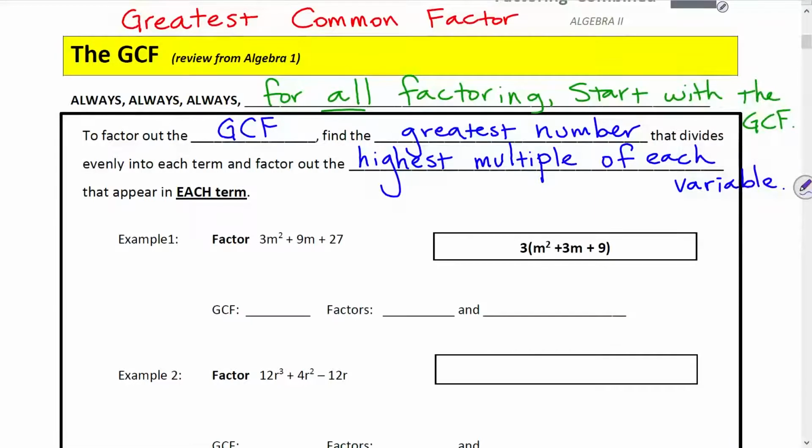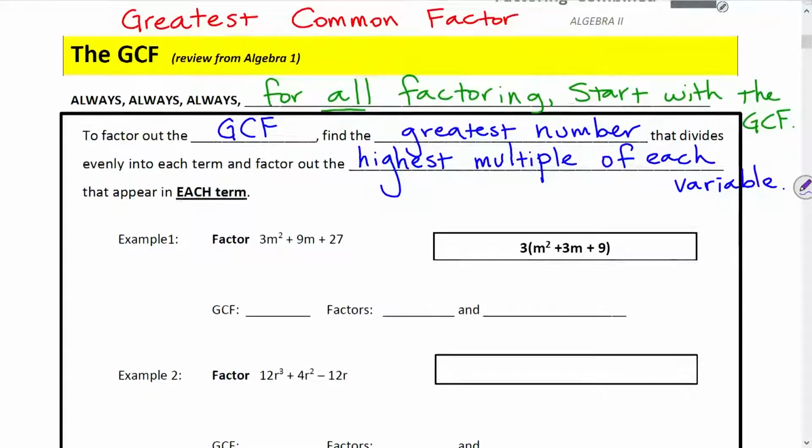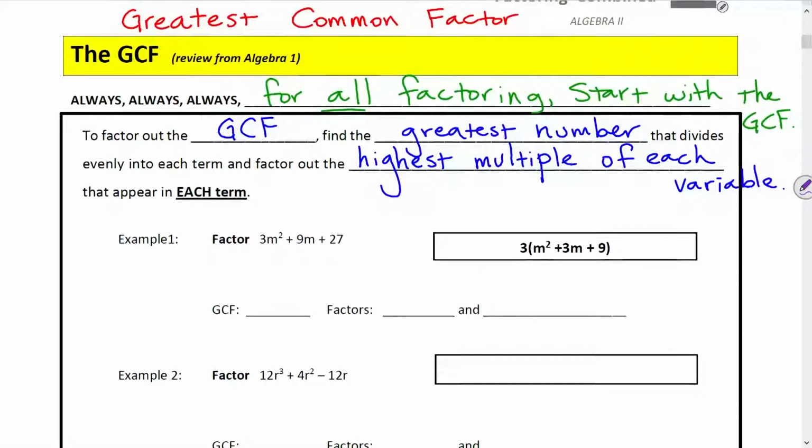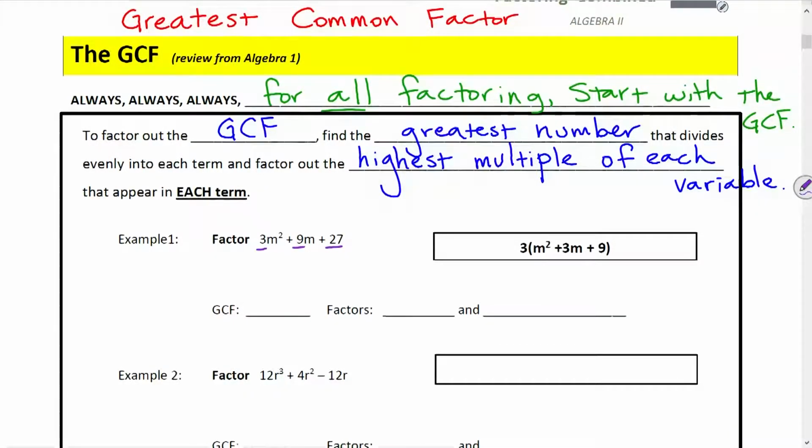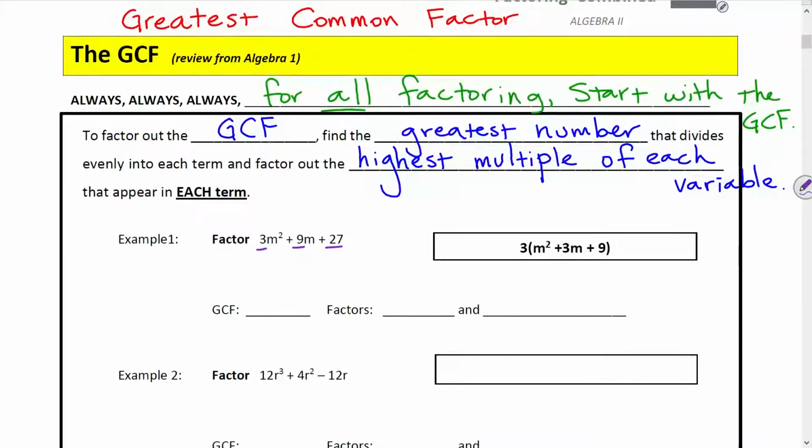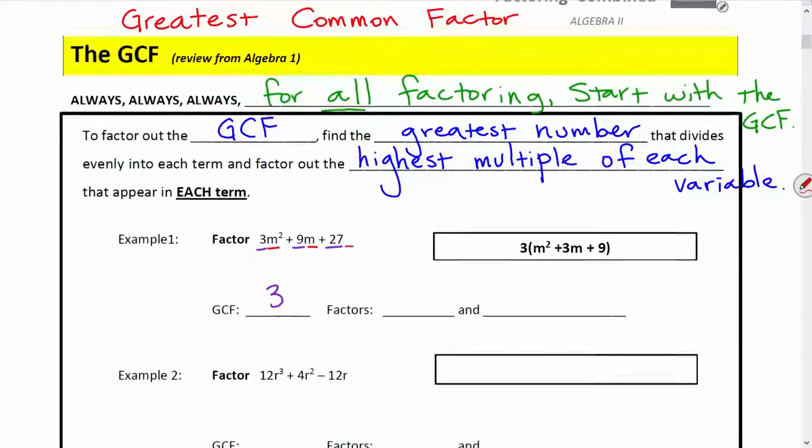We want to factor 3m squared plus 9m plus 27. The first thing we'll do is look for a greatest common factor, a GCF. Looking first at the numbers, we have 3 and 9 and 27, and it looks like 3 is the number that divides all those coefficients. Then I look at the variables. I have m squared and m and nothing.